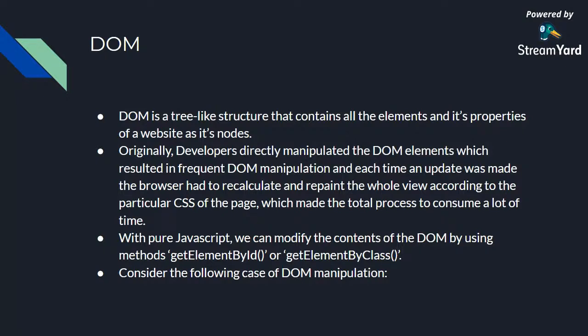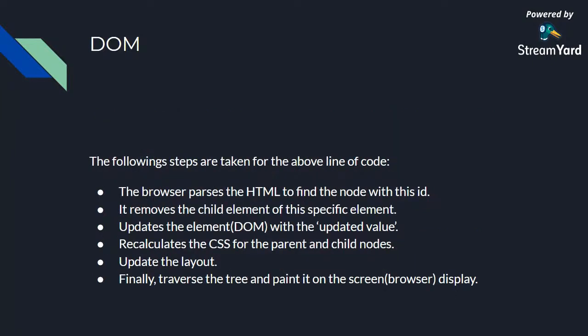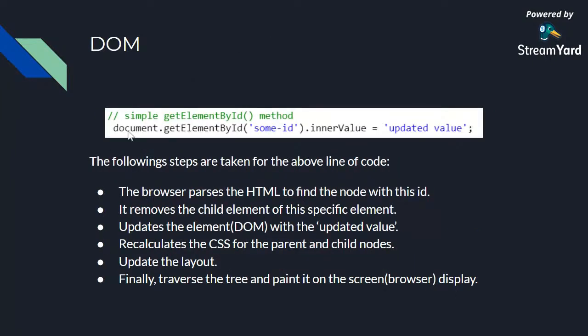Some of you may know that in pure JavaScript, we can modify the contents of the DOM by using functions like get element by ID or get element by class. So what happens when you do this? Let's consider a case. This is an example, document.getElementById.